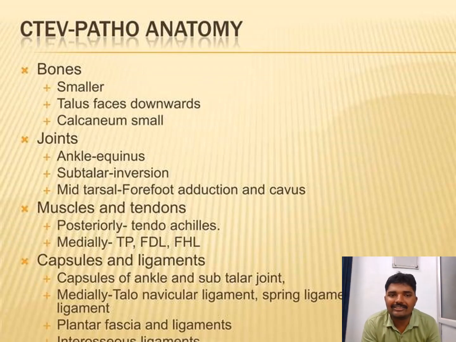The small bones are smaller. The talus faces downwards and the calcaneum is small. Then joints: the ankle has an equinus deformity, the subtalar joint has an inversion deformity, and the metatarsal has forefoot adduction and cavus.